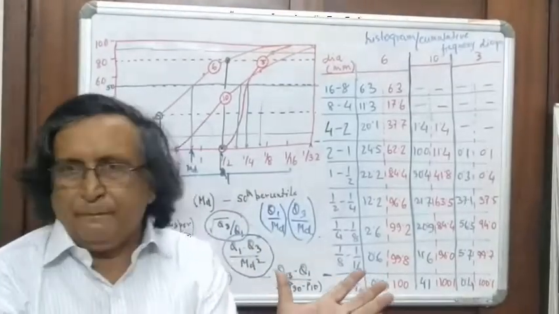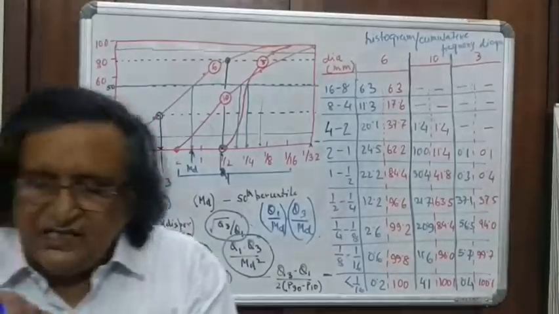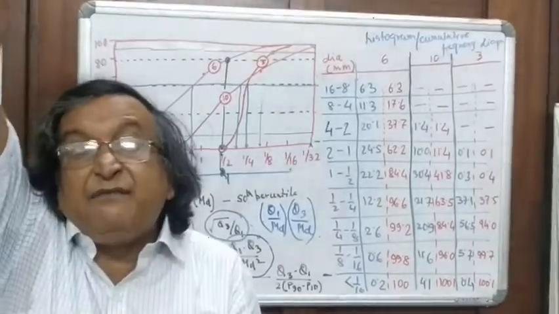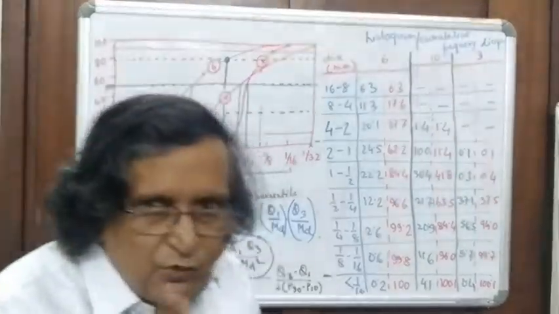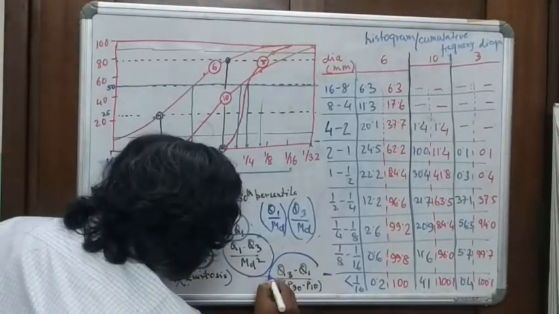So one is the median value and one is kurtosis. They are not one and the same. Median value is the median size. Kurtosis is the amount of peakedness. How much high frequency is at the median value. That is what it looks at after peaking. And you can see how this is calculated.